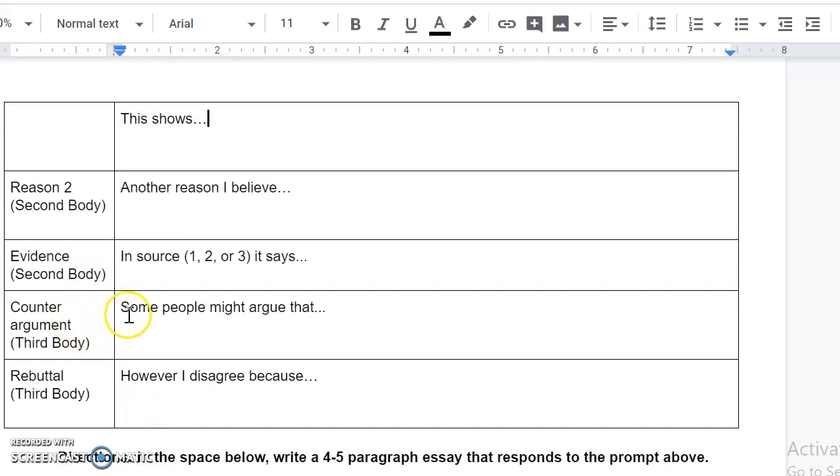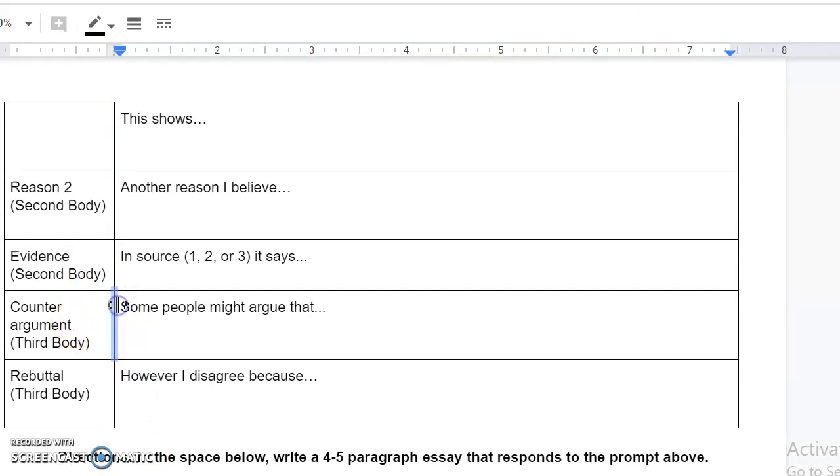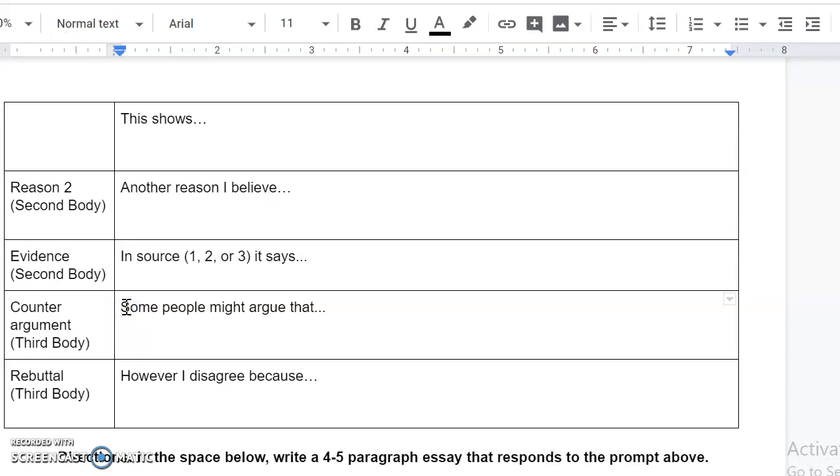Counter-argument. Now, remember, this is something we did a lot in class before we went away for break. Some people might argue that if you are arguing that babies are born evil, you're going to say the opposite here. The people that you're arguing against would say the babies are not born evil, and that they have to be taught evil. However, I disagree because, and this is your rebuttal, this is where you're saying, I disagree with this counter-argument, and you're explaining why you disagree. Now, maybe that explanation that I just gave didn't make a lot of sense. We can go over that today in class.